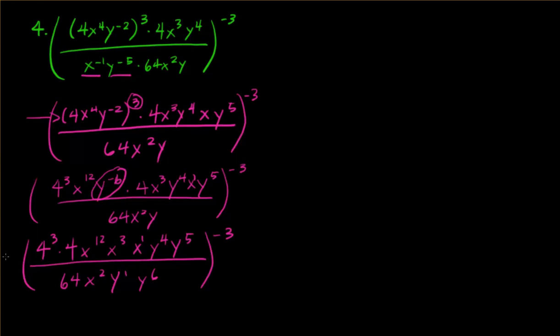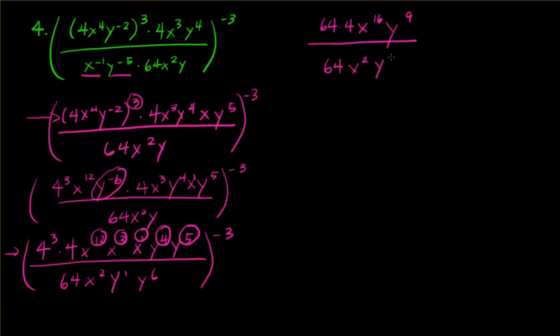Now, let's go ahead and simplify everything in the numerator. So we have a 4 to the third. Okay, 4 to the third is what? 64. Okay, times 4. Okay, and then x, let's go ahead and combine all of our exponents, 12, 3, and 1. So that is 16. Okay, and then we have a 4 and a 5 for the y. So y to the 9th. And then below we have 64. And then we have an x to the 2nd and a y to the 7th to the negative 3. Okay?